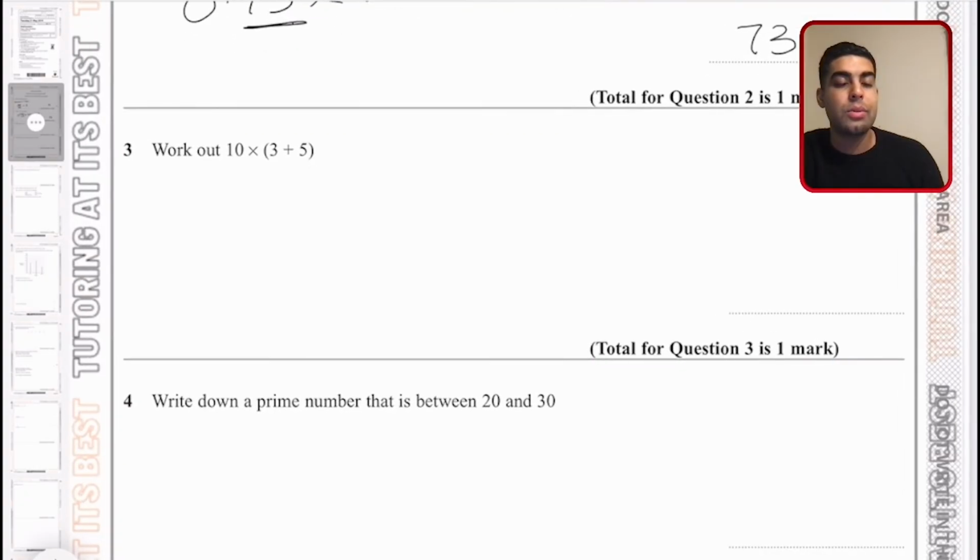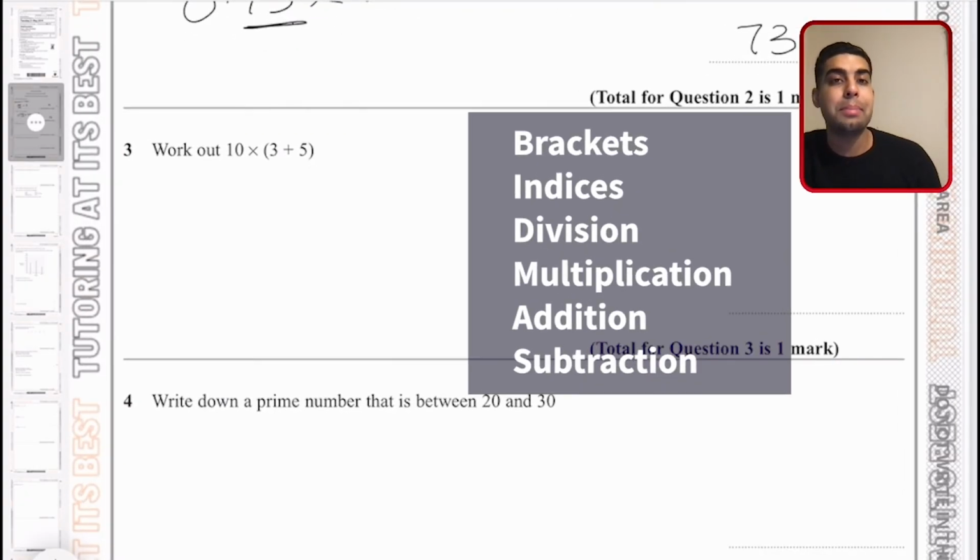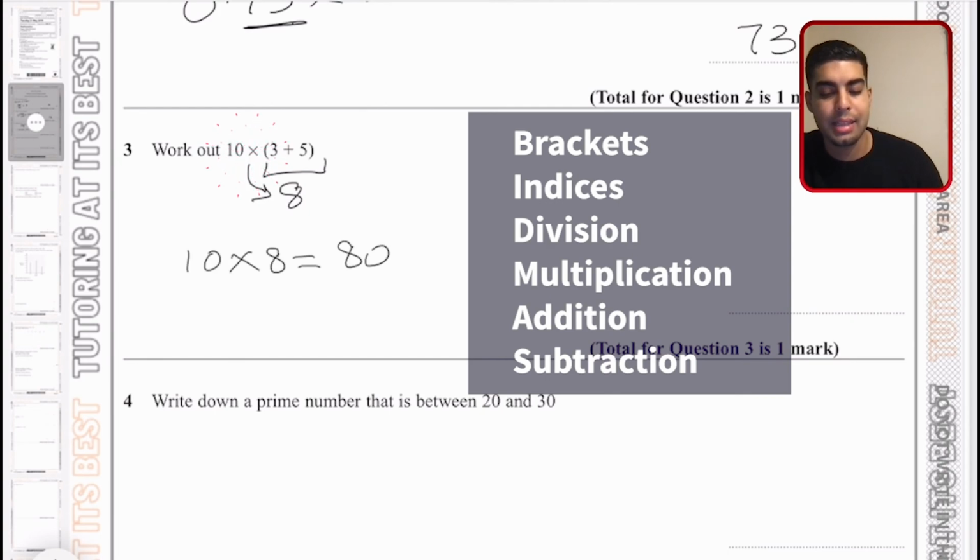And then moving over to question number 3. This is a question around BIDMAS, where we have a range of different operations that we need to follow in a specific order. So the first thing within BIDMAS is your brackets. So we'll go ahead and calculate 3 plus 5, which gives us 8. And then we'll multiply it by 10. So 10 times 8 gives us 80.